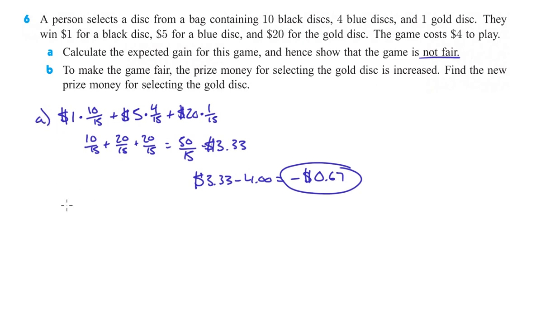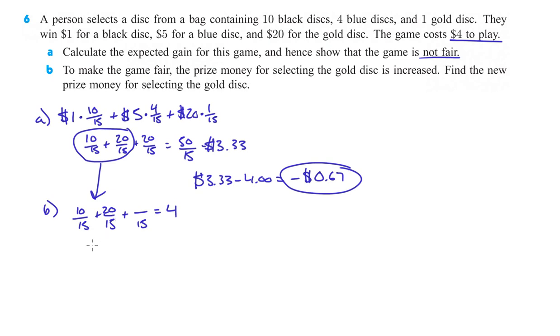That's part A. And then part B: to make the game fair, the prize money for selecting the gold disc is increased. Find the new prize money for selecting the gold disc. Okay, so we know that these two are going to be the same. And then we have to add something in here so that we end up equaling, costs $4 to play, so it's got to equal 4, right?